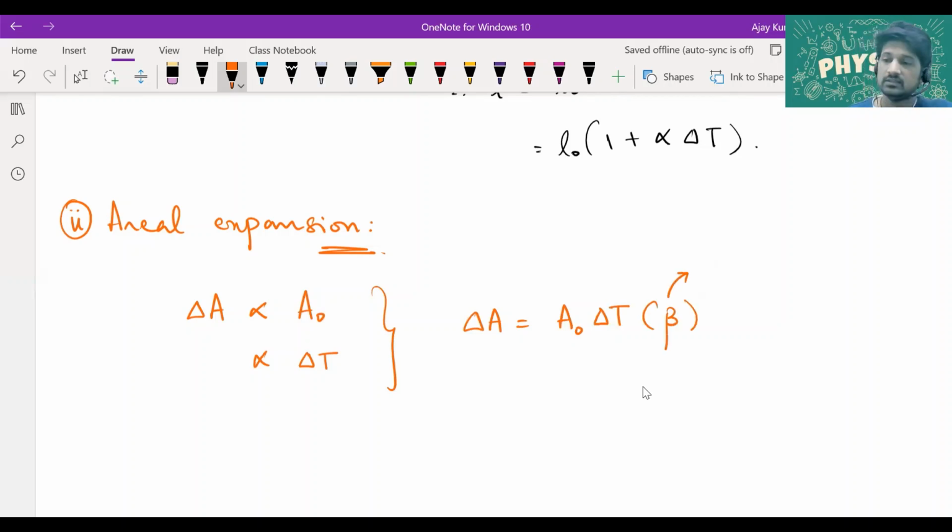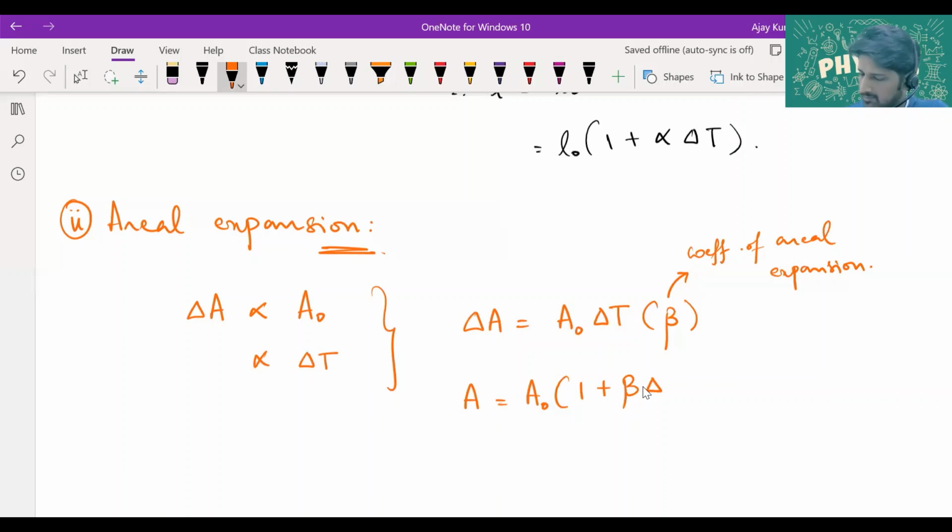Material factor this time is called coefficient of areal expansion, or thermal coefficient of areal expansion. That also varies from material to material. They'll have to give you that in the question. And you can even write the formula like this. Final area is initial area into 1 plus beta delta T. Okay. You have one formula for length, one formula for area.